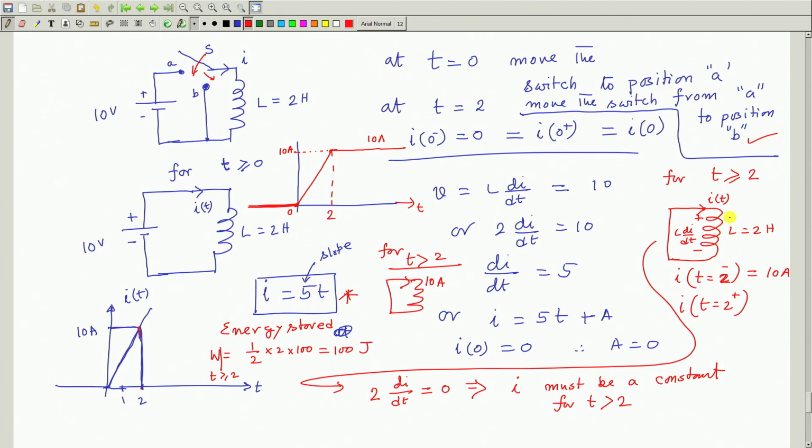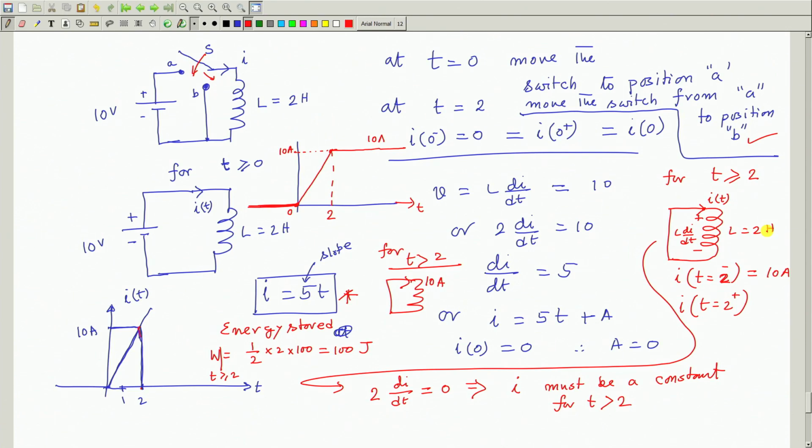It will be storing that 100 joules. It is as if I have pumped energy into the inductor as into a pot, and it looks like forever it will store that energy. Whenever you want to retrieve that energy, you have to make a circuit for that. We will come to that.